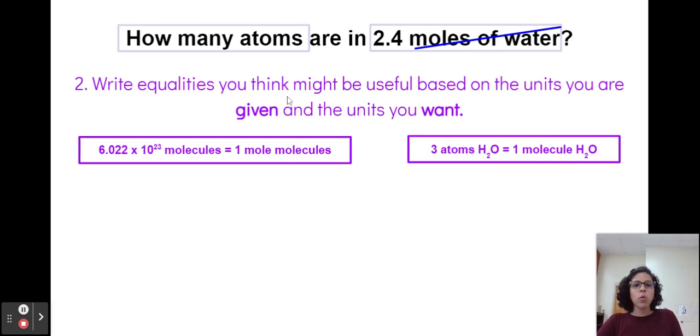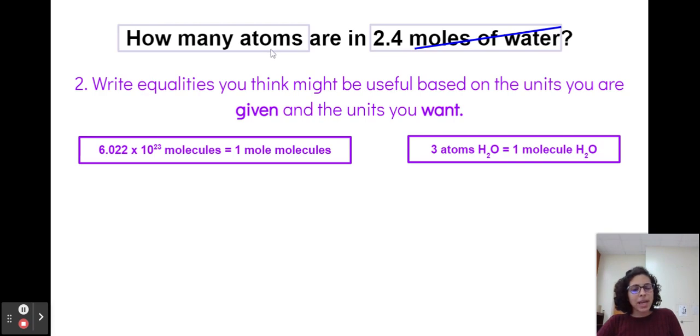In this case, the 2 equalities that I'm interested in are ones that are going to relate moles to something else, and one that's going to relate to number of atoms. In this case, notice that there is no equality that takes me straight from moles of a molecule, because water is a molecule, to atoms.